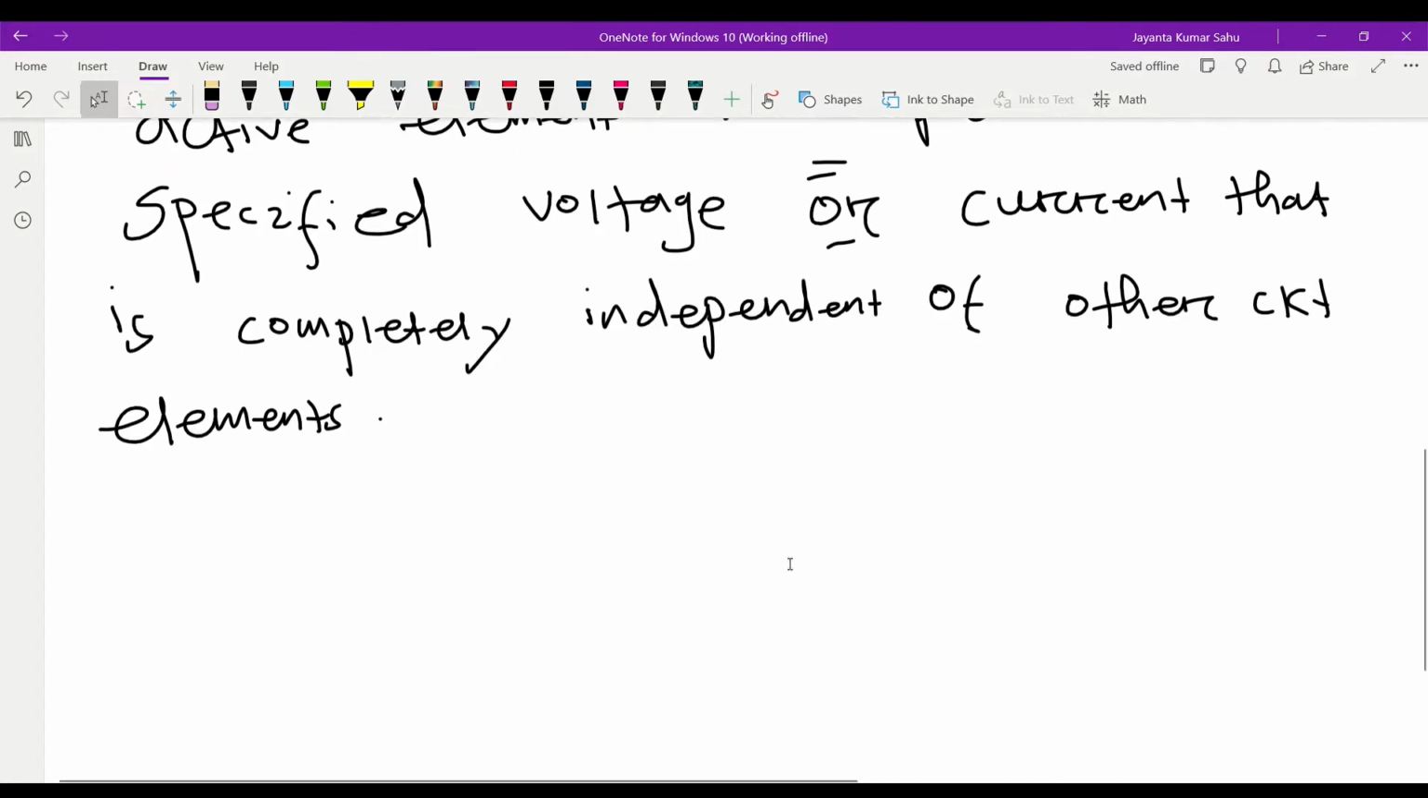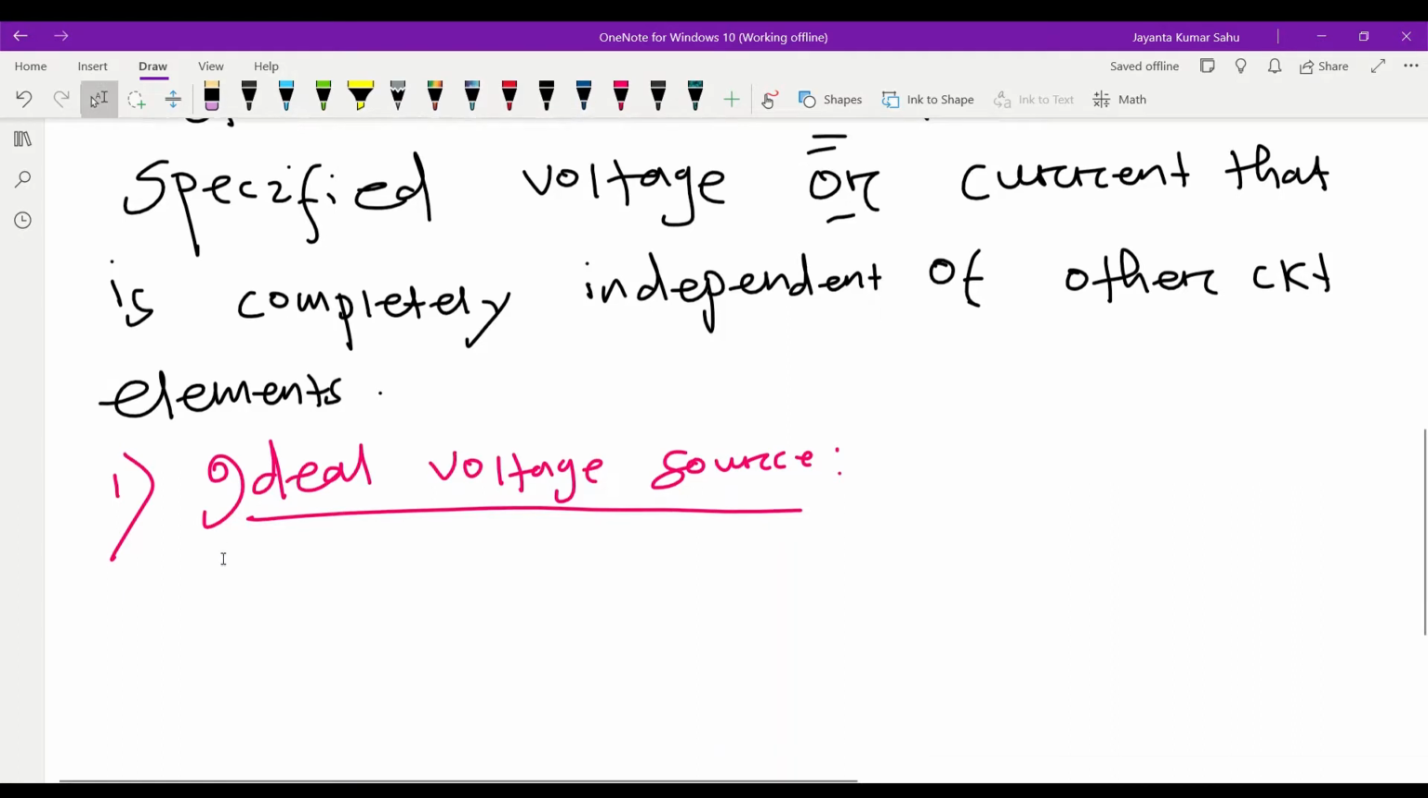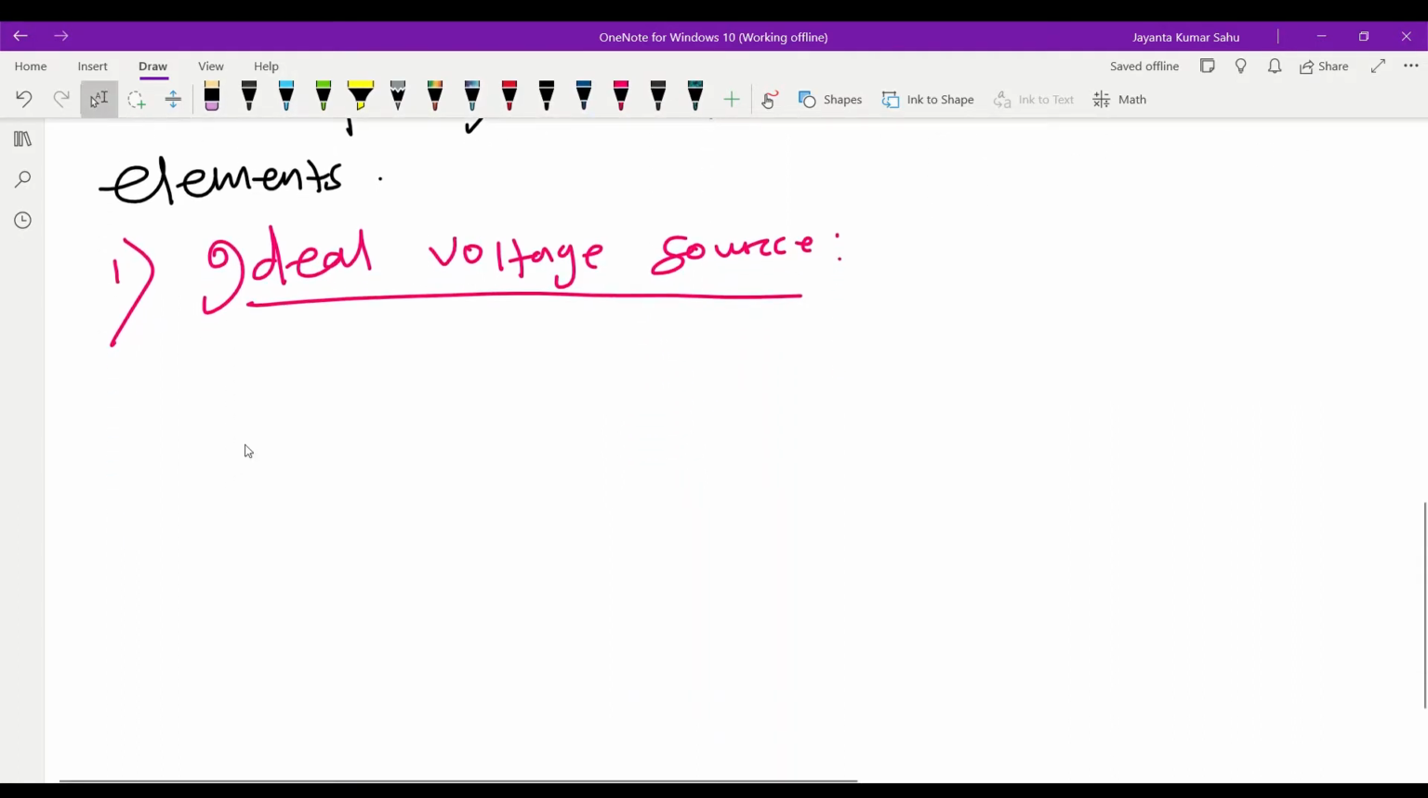Examples are ideal voltage source, ideal current source, practical voltage source, and practical current source. First we take ideal voltage source. Ideal voltage source means it may be a DC voltage source. This is the ideal DC voltage source V, with positive the higher potential and negative the lower potential. It can also be represented in this way.